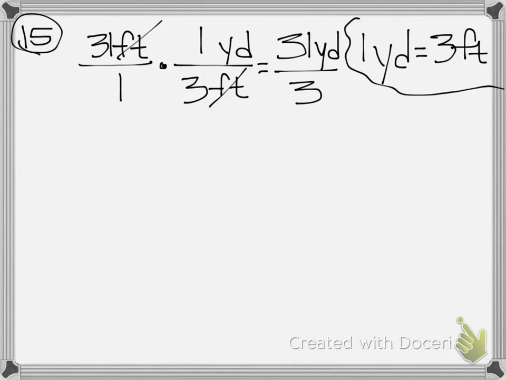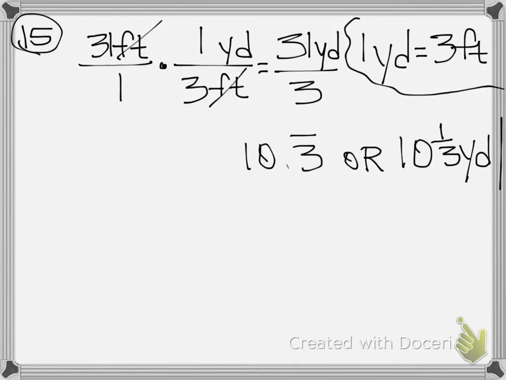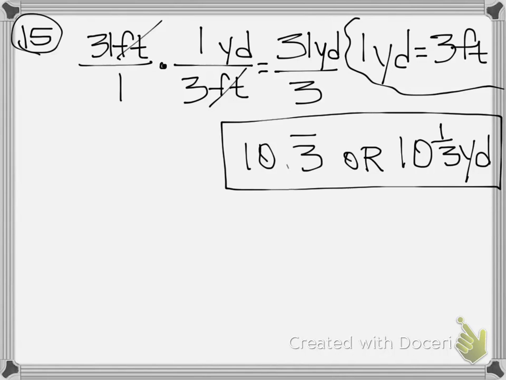So I get 10.333333, and so I would accept for an answer 10.3 repeating, or it's the same thing as 10 1/3 yards. So either one of those would be acceptable answers.